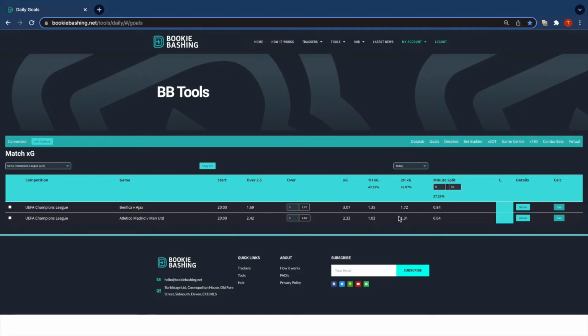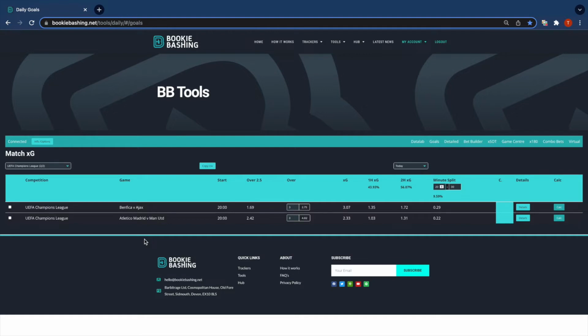What that equates to is an XG of 3.07 in the Benfica match. So there is a relationship between the over 2.5 price and XG, and we use that relationship to project an XG of 3.07 for the Benfica match, and an XG of 2.33 for the Atletico Madrid match. We can even split that by the first half, the second half, or any minute split in the match. So, for example, between the 20th and the 30th minute, we expect 0.29 goals.